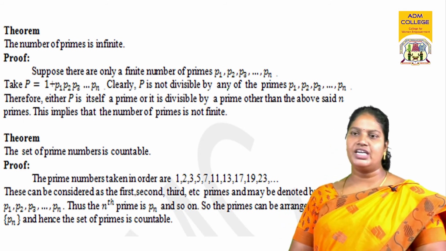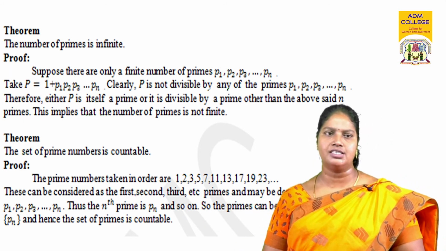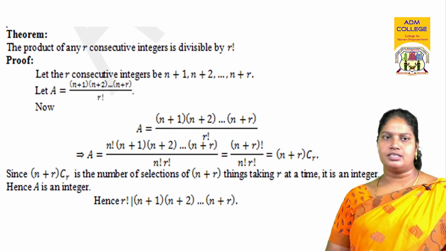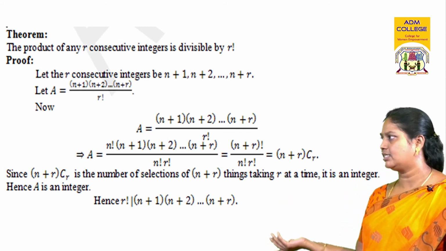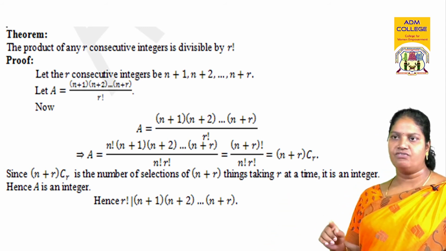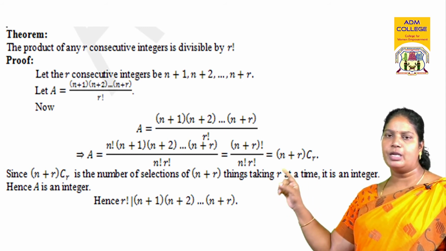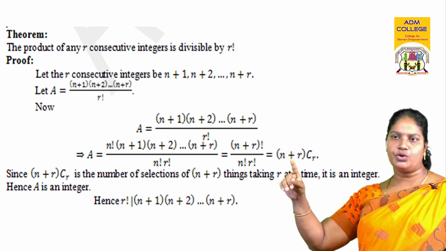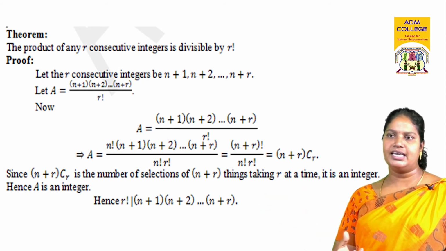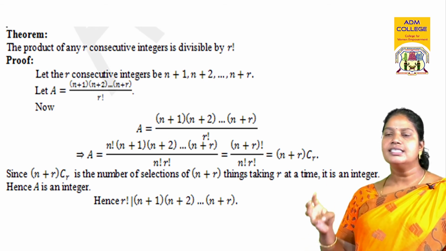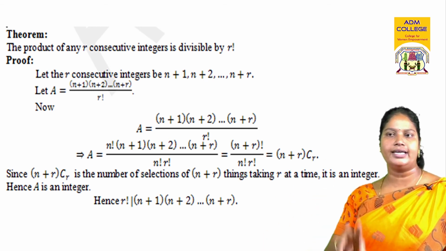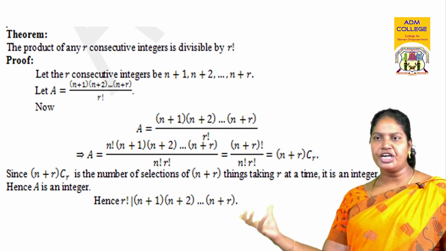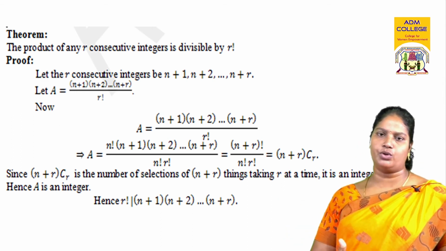And we see a result that the product of any r consecutive integers is divisible by r factorial. Let us take r consecutive integers, say n plus 1, n plus 2 and so on, n plus r. Let us take the number capital A, which is the product of n plus 1, n plus 2 and so on, n plus r divided by r factorial. We can multiply and divide it by n factorial, and we can see that this capital A is nothing but the selection of n plus r things taking r at a time. So it should be an integer because a selection count is an integer. Therefore, the product of r consecutive integers is divisible by r factorial.